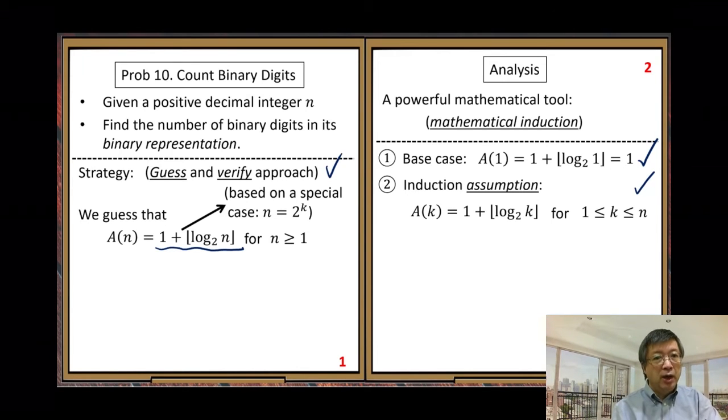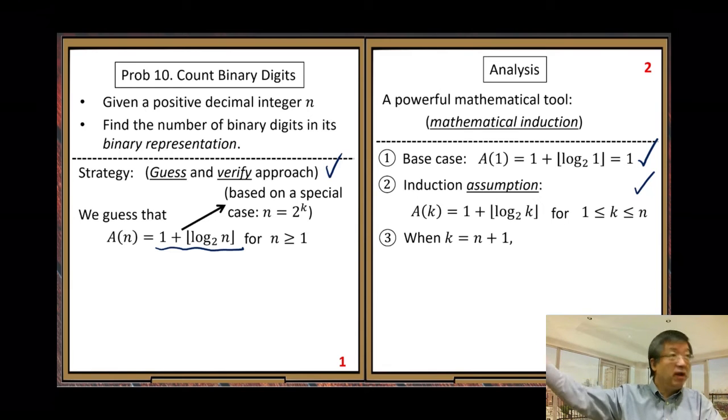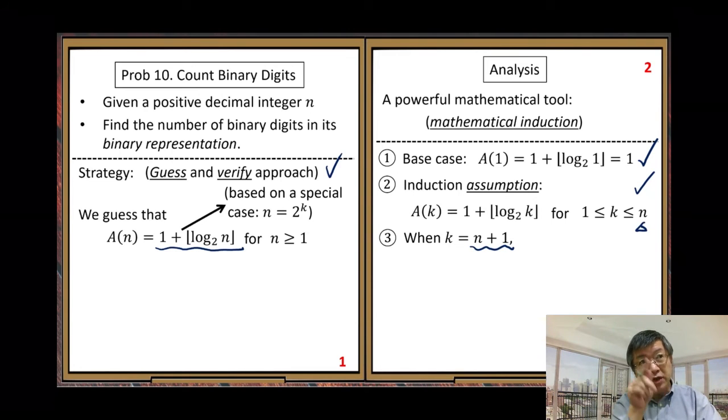Step 3, when k equals n plus 1. In the range, which one is the largest? n is the largest, and that largest one plus one more: n plus 1. When k equals n plus 1, we want to verify our guess is still correct. Then we complete the proof. All right, so that's the mathematical induction.